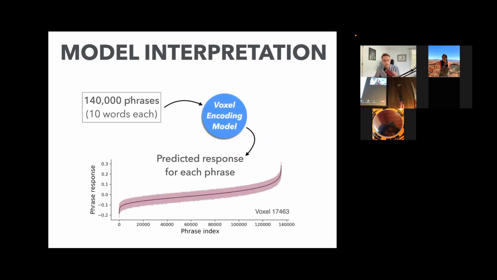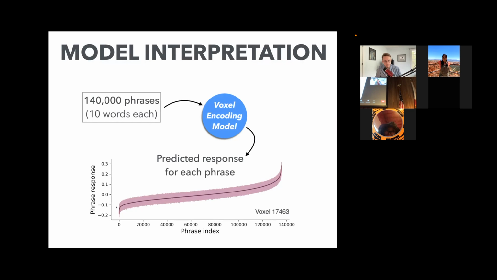I say we, but this was really Shaley. Shaley built this big library of about 140,000 phrases. These are just 10-word strings that we extracted from a bunch of stories. We take the encoding model that we fit for one voxel, the function that we estimated for how that voxel responds to language. Shaley pushes all these 140,000 phrases through this model and gets the predicted response to each phrase. And then she sorted the phrases according to this predicted response.